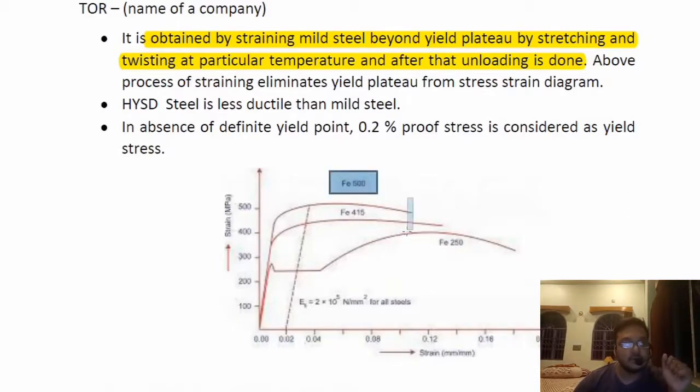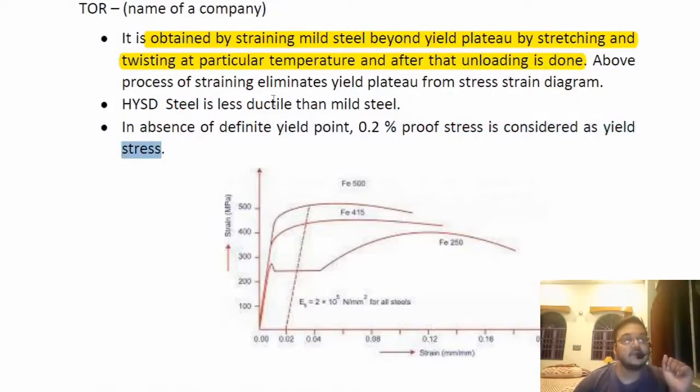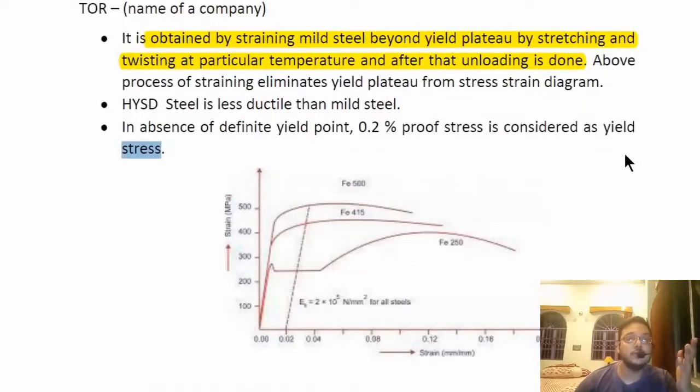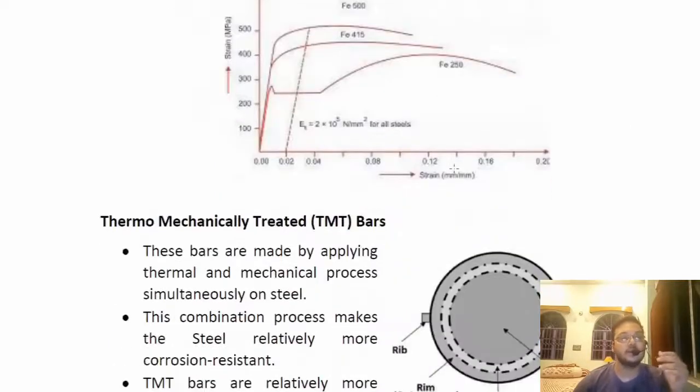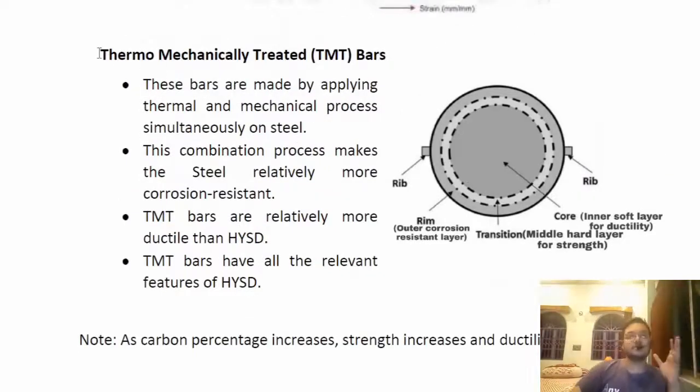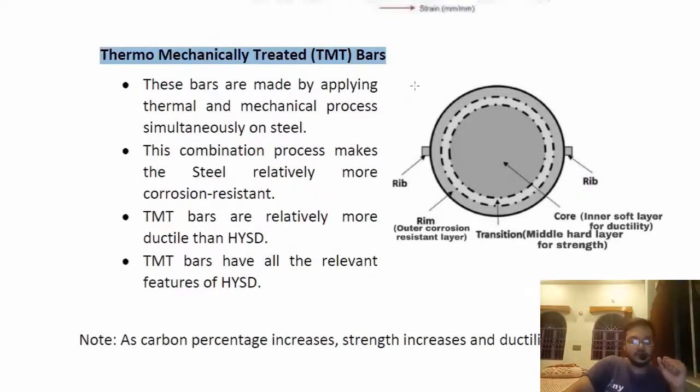the same is not true for Fe 400, 415 and Fe 500, and for 500 it is actually very less. In absence of a definite yield point, 0.2% proof stress is considered as yield stress. So we consider 0.2% proof stress for this particular yield stress. Regarding proof stress, you can search the internet for its definition.